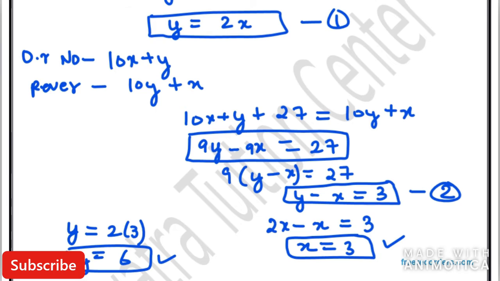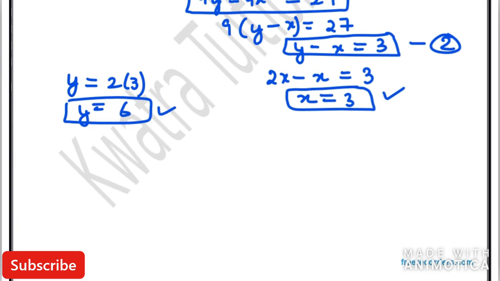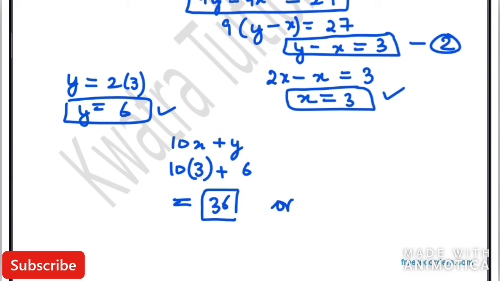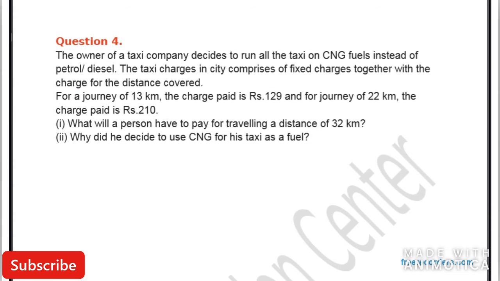So we know x, we know y. Now we can put x and y into our two-digit number, that is 10x plus y. x can be written as 3, and y can be written as 6. So it will be 36, or reversed, 63.